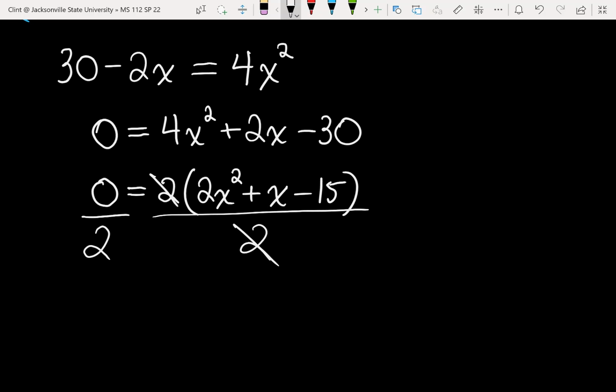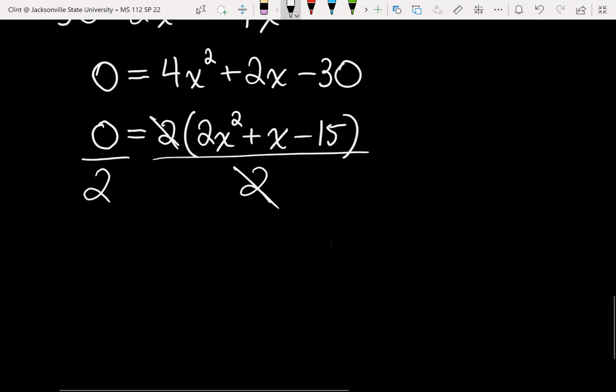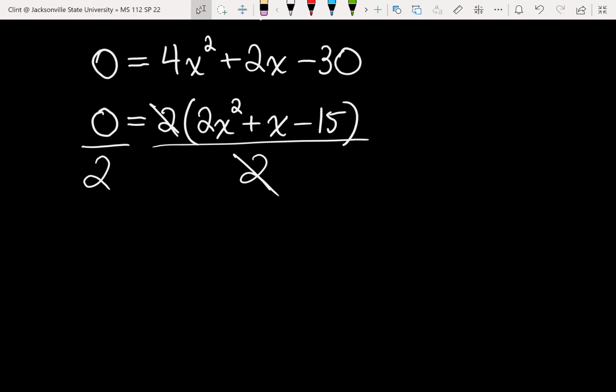And then what would that leave us over on the left side? 0 divided by 2. We're quiet today. What's 0 divided by anything other than 0?